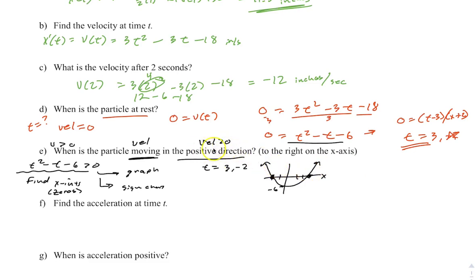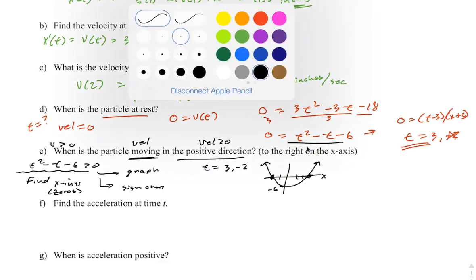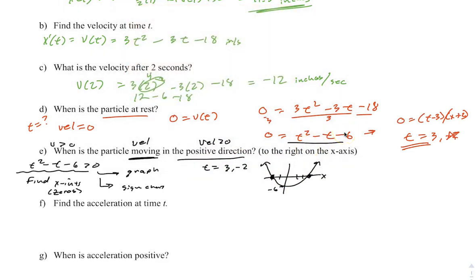It wants to know when it's moving in a positive direction. So when is my graph positive? Well, if you look at it, it's positive right here from 3 on, when time is greater than 3. And right here, when time is less than -2, but again, we don't count negative time. So when time is greater than 3, also known as 3 to infinity. So that's how you do it by graphing.